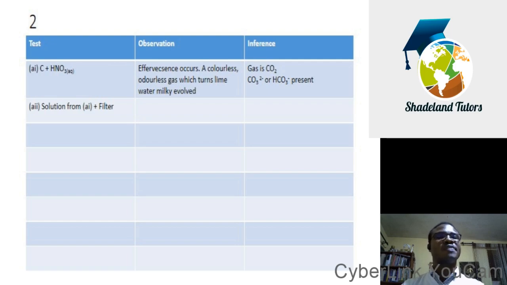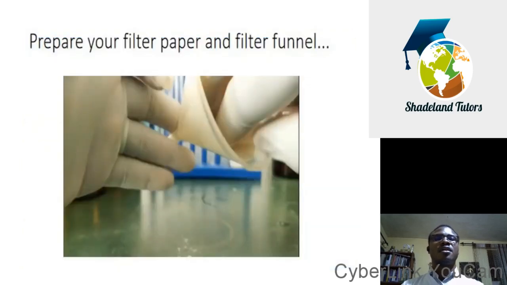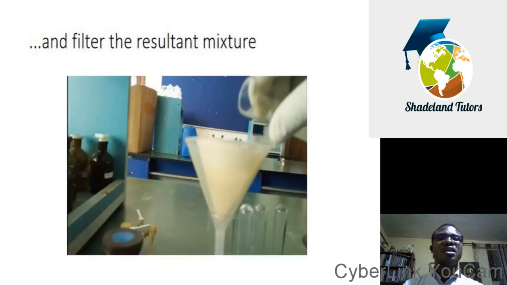Solution plus filter. You have to filter the solution, and to filter the solution you will, of course, need to prepare your filter paper. Fold it into quadrants, then flip it open to form a cone, 3 leaves to 1 is going to form a cone. Then you seat it carefully into your filter funnel, then filter the solution obtained from the first test.